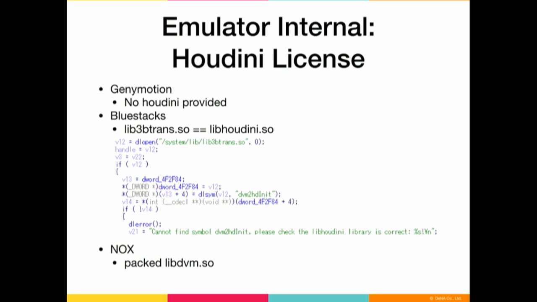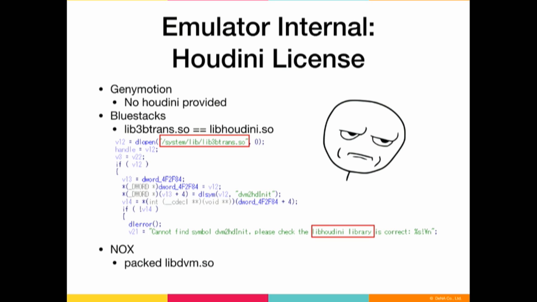But you can see BlueStacks is using libhoudini from its release. And deliberately or not, it seems that they are trying to hide that they are using Houdini binaries. As you can see from the decompiled code of DVM, it tries to open the lib3bittrans.so file, which doesn't look like Houdini. But when it fails to open, it logs a message which says it failed to load libhoudini.